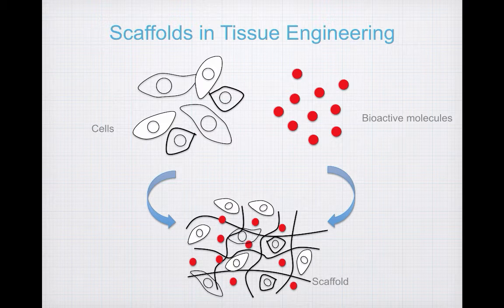However, all scaffolds do have one thing in common. They all have to act as basically an anchor site for transplanted cells, and they also have to produce enough initial mechanical strength to substitute damaged tissues until they're able to regenerate.